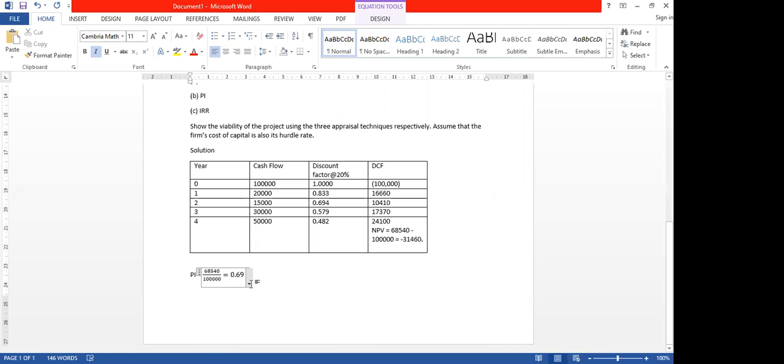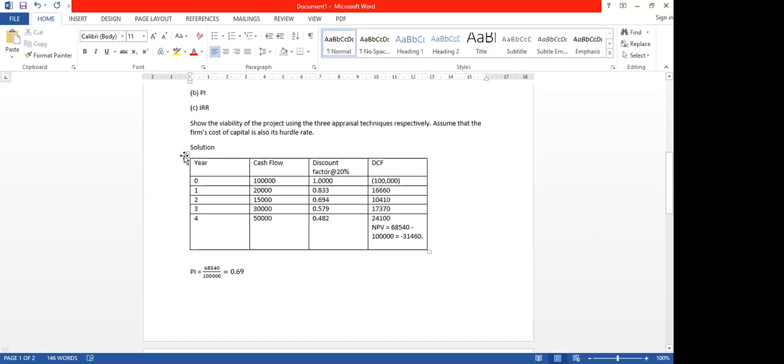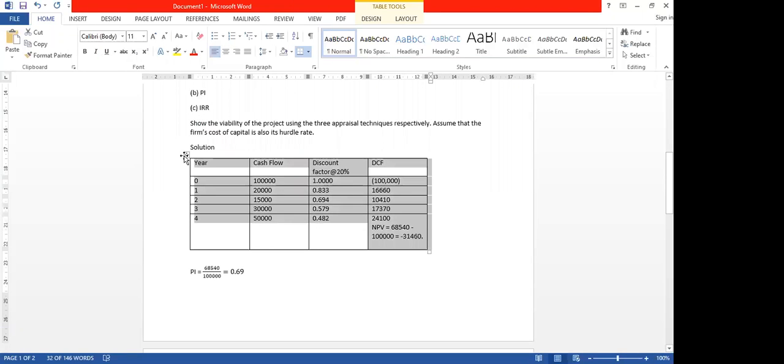So now, let's make a decision. If we're making a decision, let's get it all before we make the decision. Then the next thing is to look for the IRR. Now already we have found a negative NPV here.